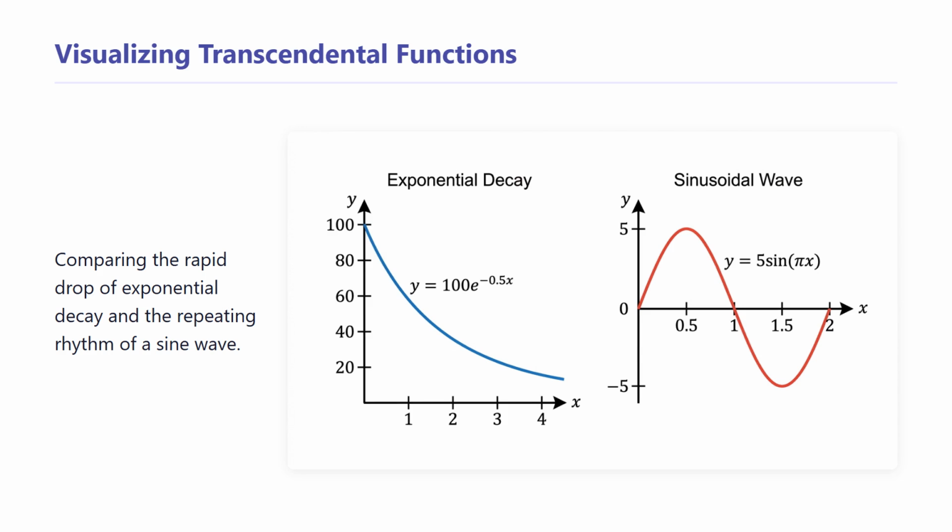On the right, we see the sinusoidal wave. The red curve starts at 0, rises to a peak of 5, drops down to -5, and returns to 0, completing one beautiful symmetrical cycle in exactly 2 seconds. These plots allow us to literally see the fading glow of radiation and the heartbeat of a sound wave.